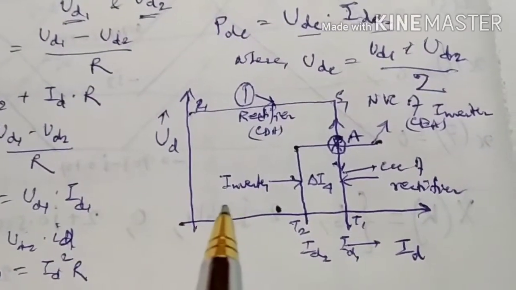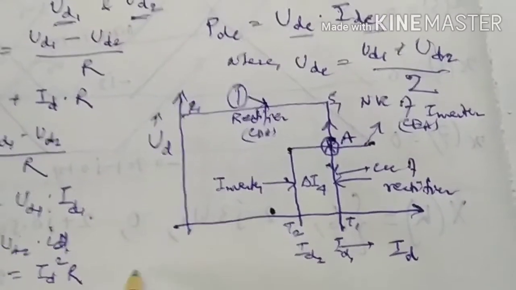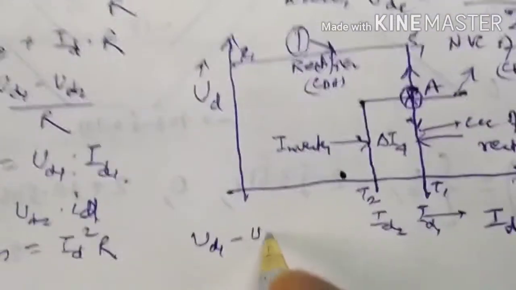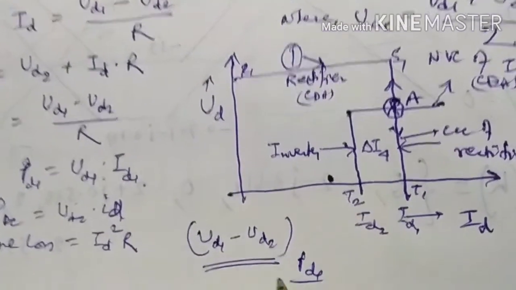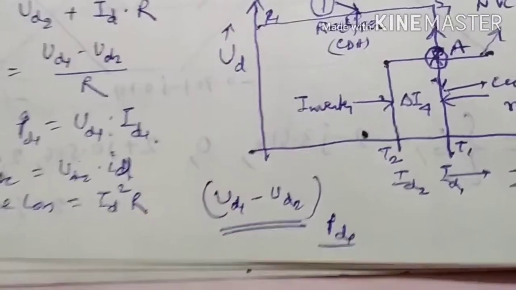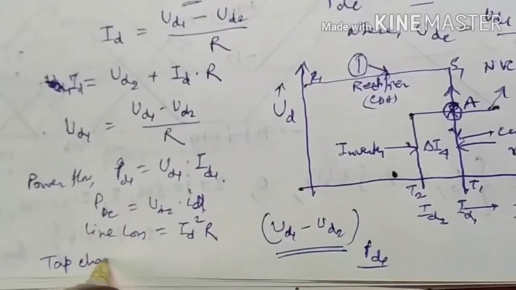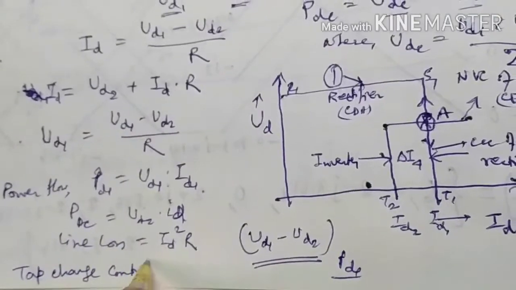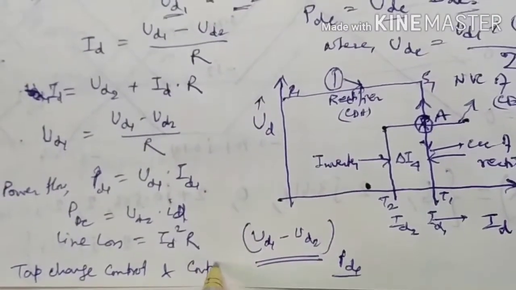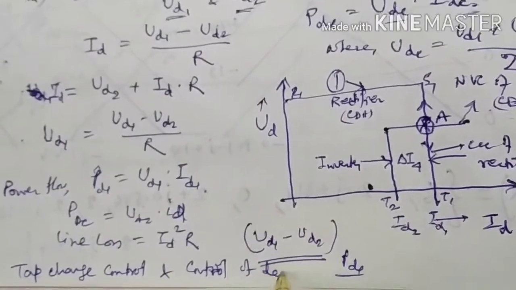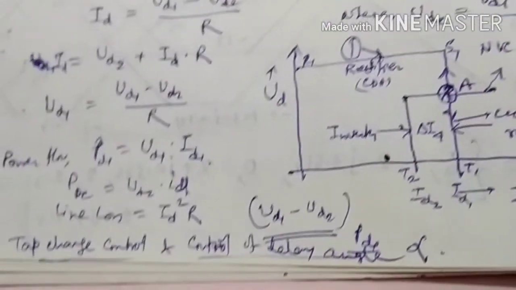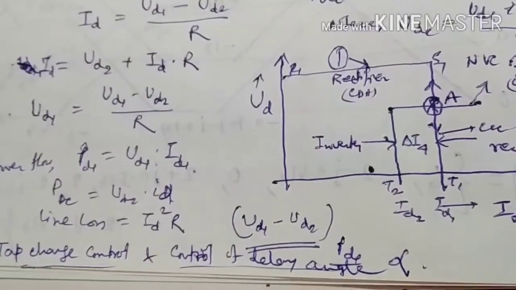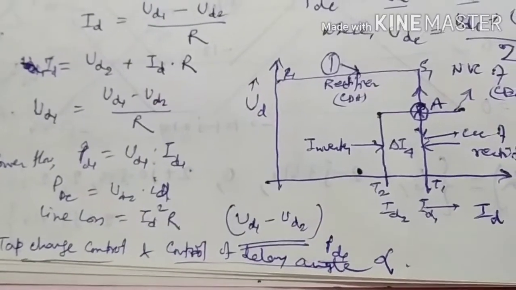Two means are available for achieving the difference of UD1 minus UD2 and thereby changing PD1. That will be tap change control and control of delay angle alpha. There are two types of control to achieve the current equation.